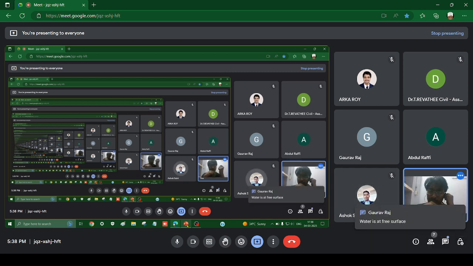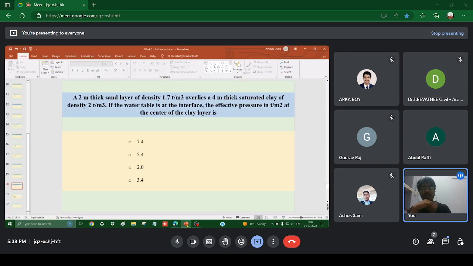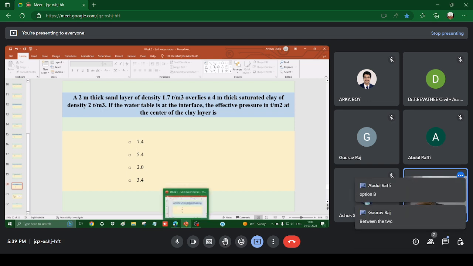Interface means water is not at the free surface. Water is at the interface means at the junction of the two layers. Look at this question. There is a sand layer, after which there is a clay layer. The interface means the junction of two layers. Okay. Water table is at the junction of two layers. 2-meter thick layer of sand and then 4-meter thick layer of saturated clay. At the junction of two layers, the water table is present. Then you have to find the effective pressure at the center line of the clay layer. Clear?